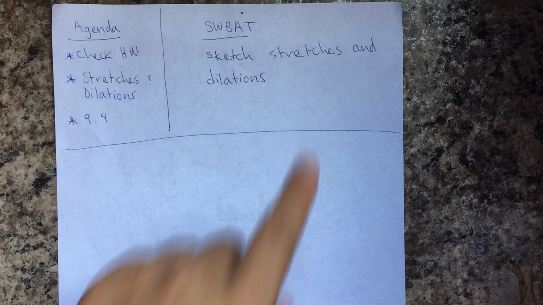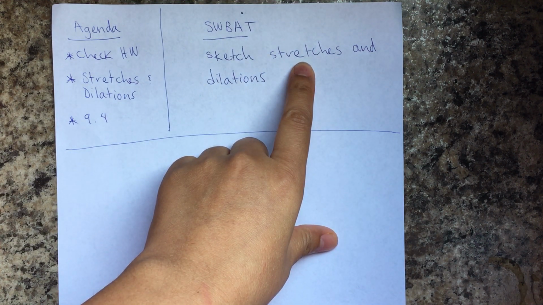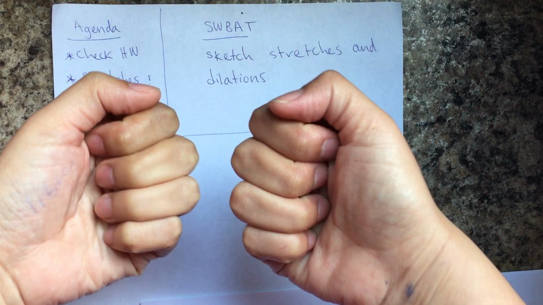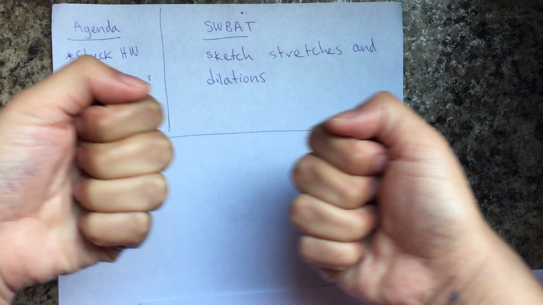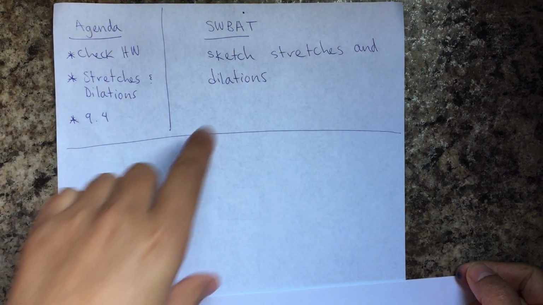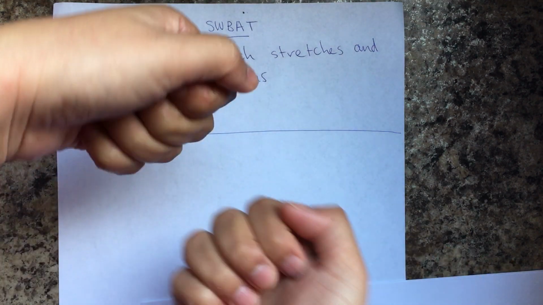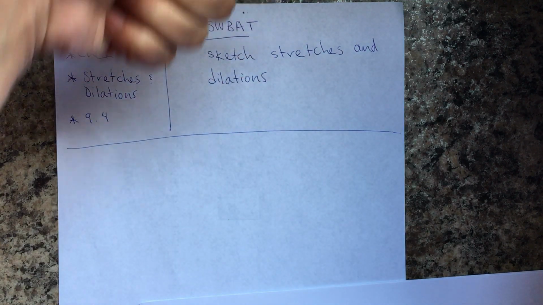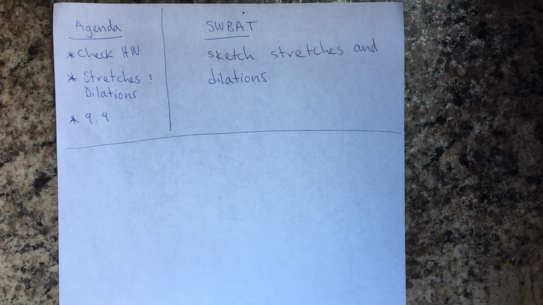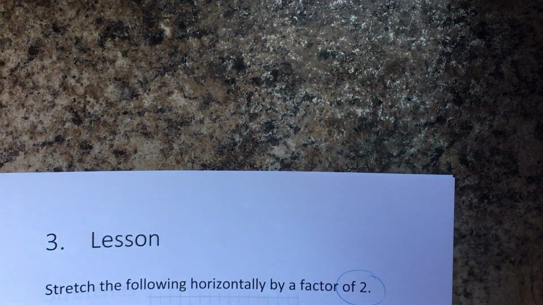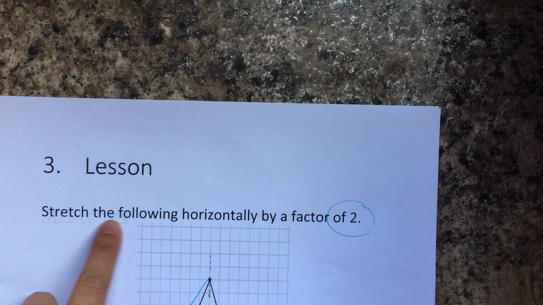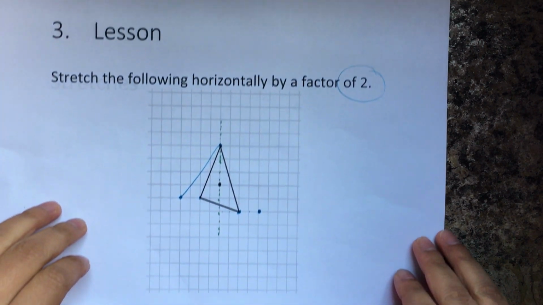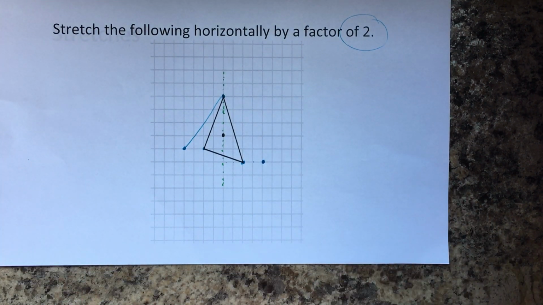And so stretches, you're going to have either horizontal stretch, which is like an accordion that you move to the sides, or vertical stretches, which is up and down. Okay, and so we're gonna start with it says stretch the following horizontally by a factor of 2. Horizontally means to the sides, and so sorry I kind of started on this one, but I'll explain it again.